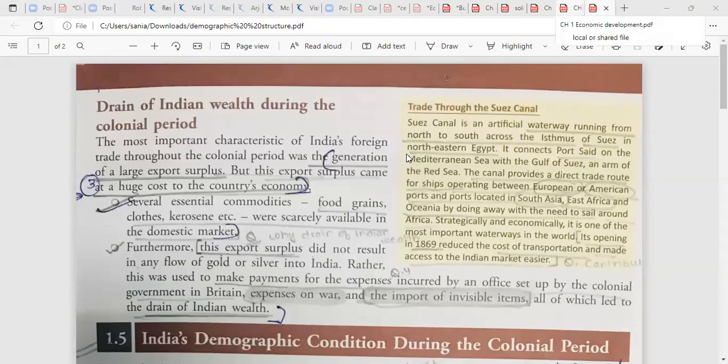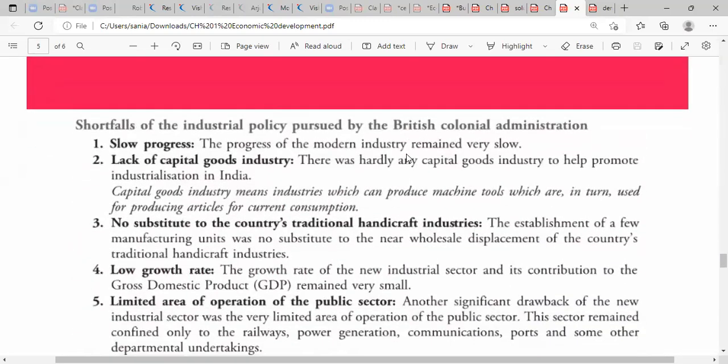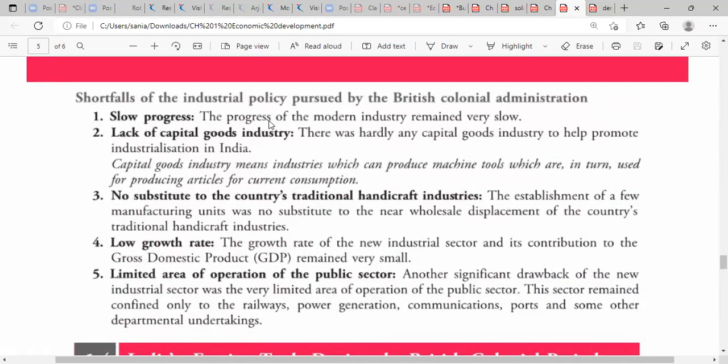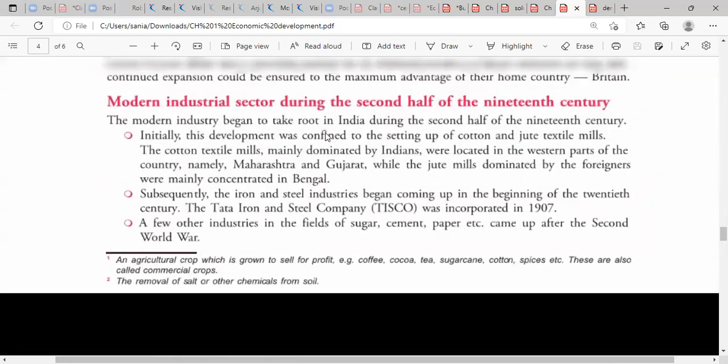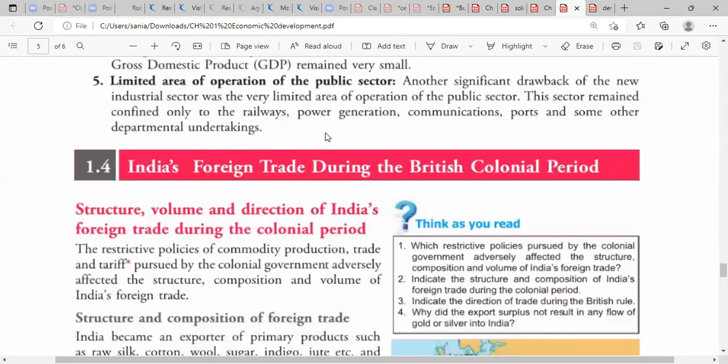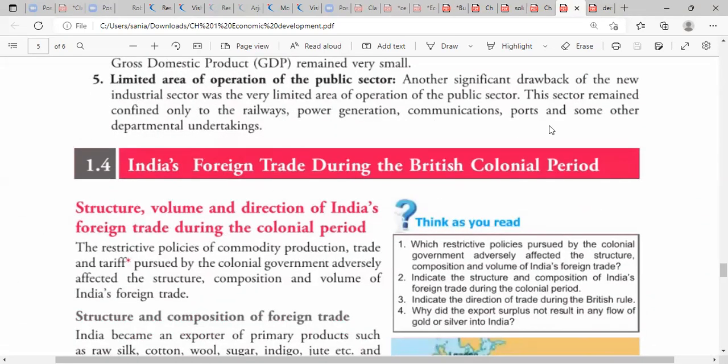Okay, so basically, we were done with the industrial part, right? We already covered everything. Today we'll be starting with foreign trade during the British colonial period.